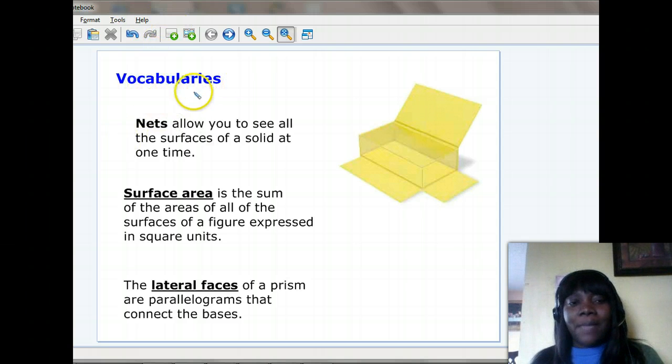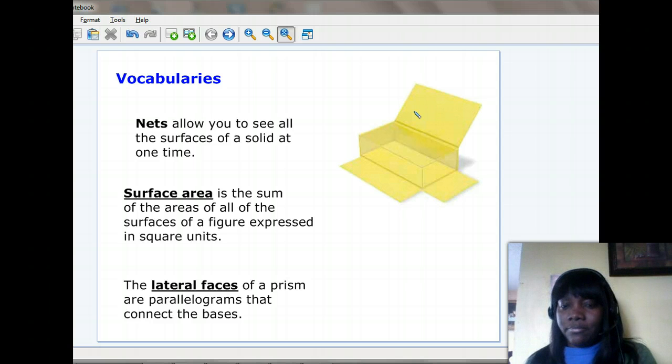Alright, here are our vocabularies for today. We have net, surface area, and lateral faces. Now, a net, like we saw, is when you open up the figure and you can see all those shapes that make up that figure. So, for example, over here we have a box, and you can see all the shapes that make up the box. That is called a net.